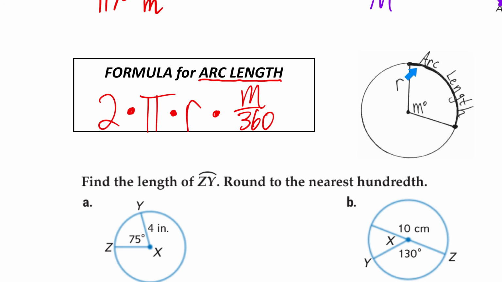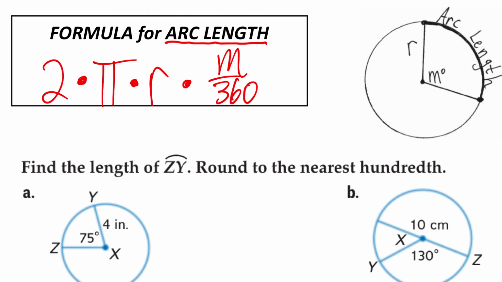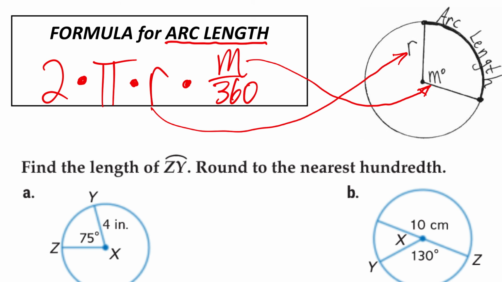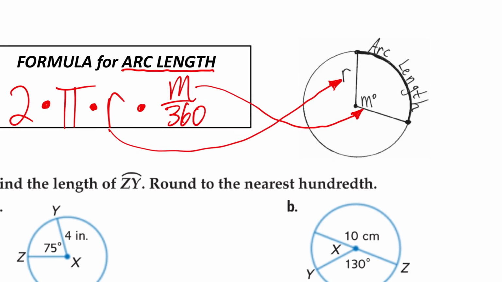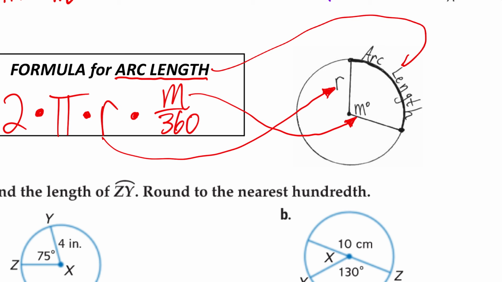So what arc length does is it tells you the length of just a portion of the outside of the circle. Okay? And so that's why we have the m over 360, because there's 360 total degrees. M is going to be the measurement of the angle. The r refers to the radius of the circle. The m refers to the measurement of the angle that makes the arc, or the measurement of the arc itself in this case. And the arc length is how long that piece is.